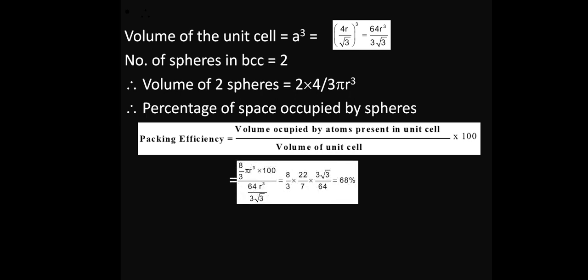If we put in the values, the volume occupied by the atoms in the unit cell will be 8 by 3 pi r cube, which is nothing but 2 times 4 by 3 pi r cube. The volume of the unit cell is 64 r cube by 3 root 3, just what we have calculated, multiplied by 100. If we simplify that, what we get is 68%. So if 68% of the space is occupied, how much is empty? It will be 32%. So that is how we calculate the packing efficiency of a face-centered cubic unit cell and a body-centered cubic unit cell.